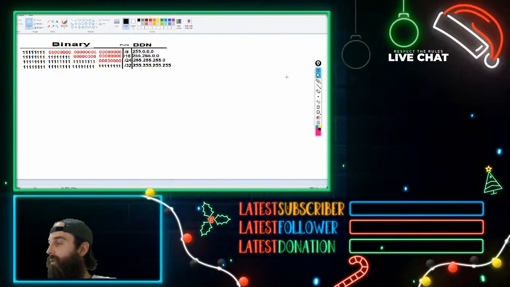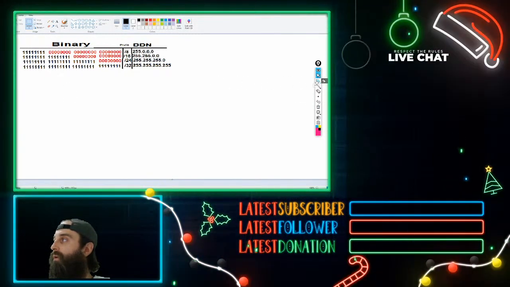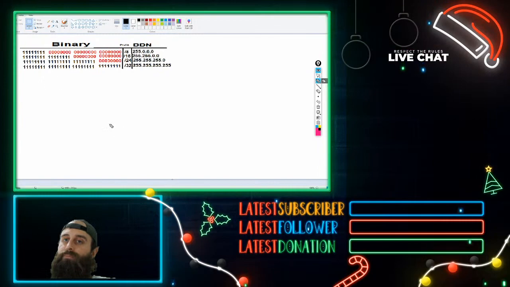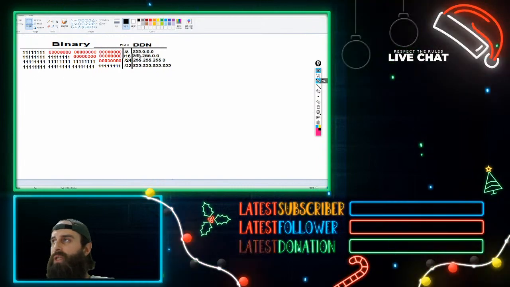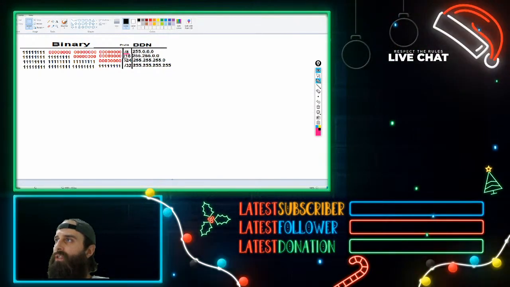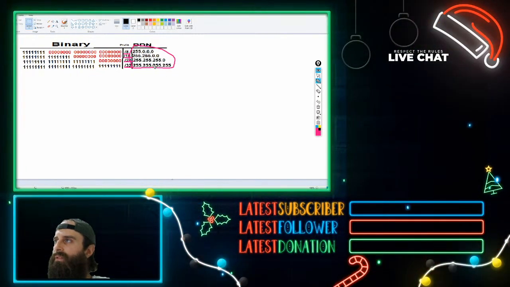Now that's just a quick overview of binary and how we're getting these subnet mask notations. That's how you're seeing these amounts right here, and that's where these numbers come from, because at the end, it all comes down to binary.